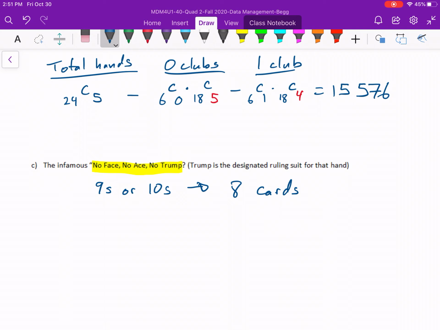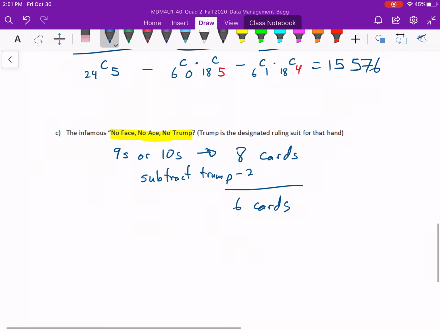However, trump is, as it says, the designated ruling suit for the hand. So that's going to change from hand to hand, but for argument's sake, say someone made hearts be trump. That means that instead of being the 8 cards, we have to take away the 9 of hearts and the 10 of hearts. So we have to take away those 2 cards, and there's only going to be 6 cards to choose from.